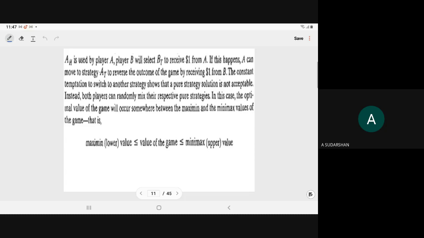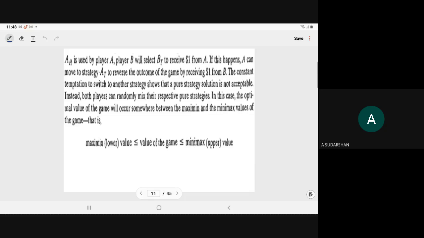Here we don't have a pure strategy. Pure strategy means we always have to opt for the same alternative. But here we are not opting for the same alternative. Depending on the opponent's alternative, we can select the strategy with some associated probabilities. So instead, both players can randomly mix their respective pure strategies, either head or tail. Depending on the question, we have to mix two or more pure strategies.